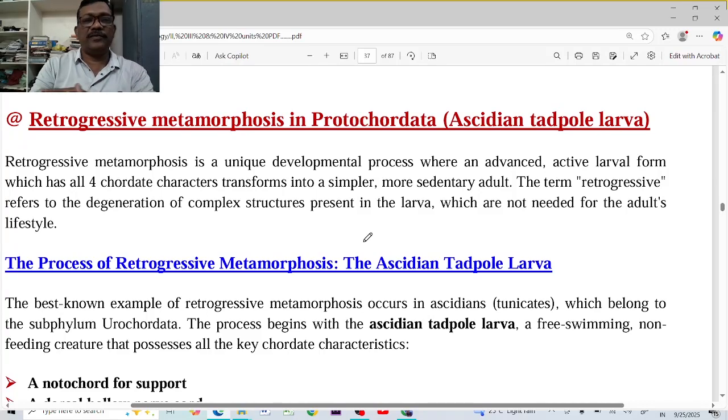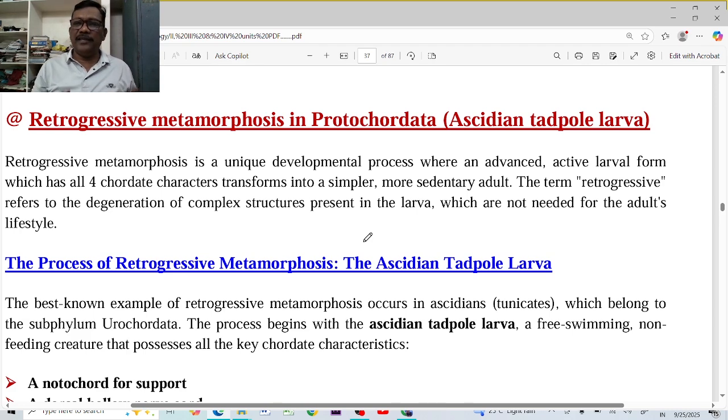The topic is retrogressive metamorphosis in protochordata, especially this ascidian tadpole larva we see. Actually, these animals, which belong to the Urochordata, show all the chordate characters, but at their larval stage only. But the adult organism can attach to a substratum. It loses almost all the chordate characters: nerve cord, notochord, and tail, everything it can lose, and it can live like a sedentary animal.